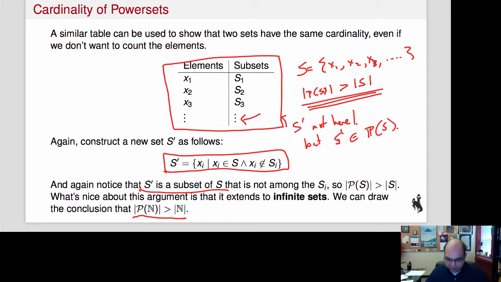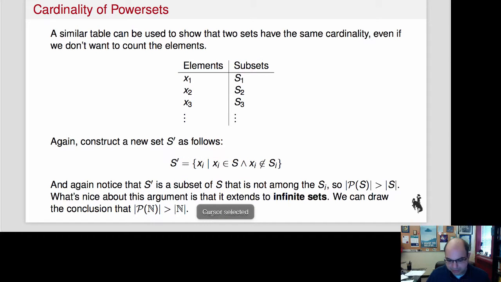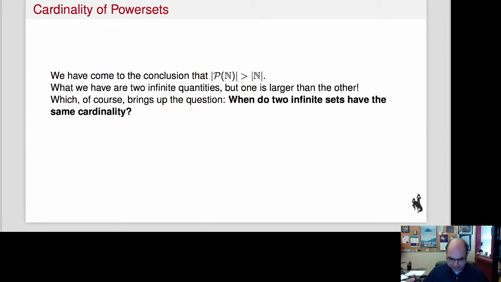its cardinality has to be greater than the cardinality of N, okay? That's quite surprising, right? Because what's the cardinality of N? It's an infinite number, right? And what we're saying is that we found something that's larger. If that doesn't surprise you, I think it should. I find it very surprising, okay? So yeah, we have infinite sets that have different cardinality, okay?